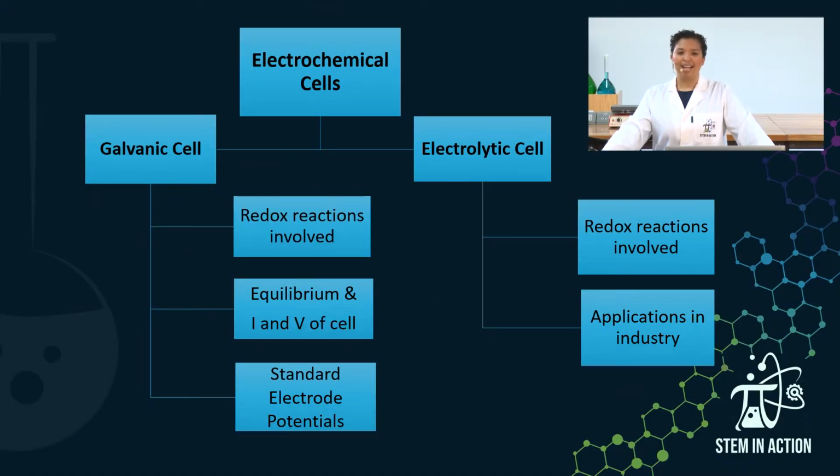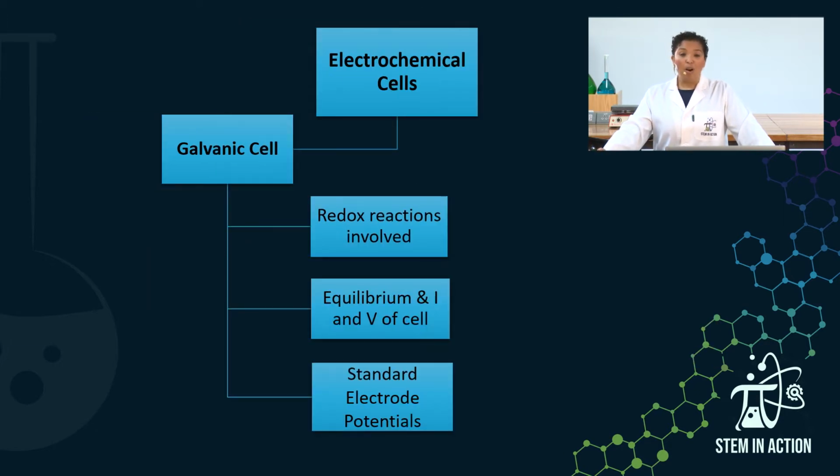So, grade 12s, this is an overview of what you need to know for electrochemistry. The two types of electrochemical cells, galvanic or voltaic, and the electrolytic cell. In Part 1, we will look at and cover the galvanic cell. We'll look at the redox reactions involved in the cell. We'll also look at the current and voltage of the cell at equilibrium, and we'll also look at standard electrode potentials.